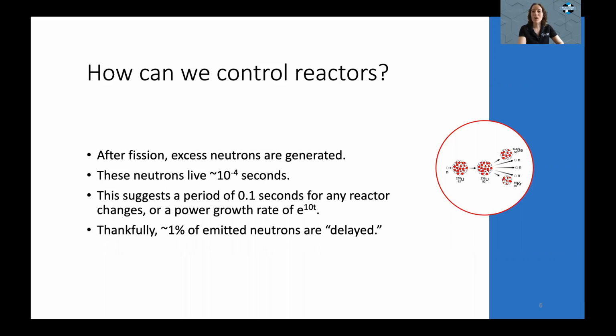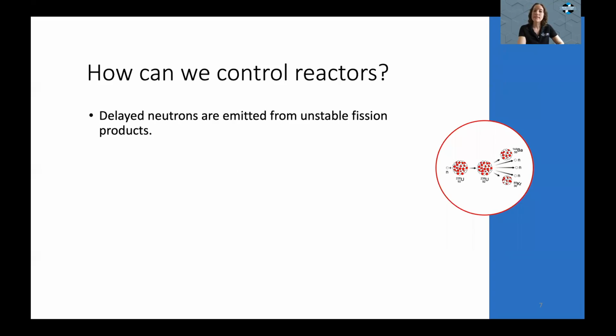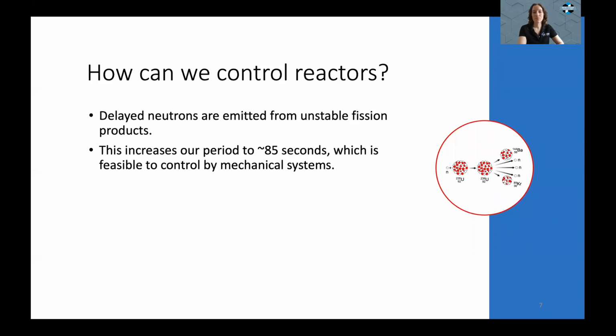Thankfully, about 1% of emitted neutrons from fission are delayed. These delayed neutrons are emitted from the unstable fission products. These two nuclei that are a product of fission are unstable and they will release a delayed neutron in order to stabilize. This delay increases the overall period of the reactor to about 85 seconds, which is definitely feasible for a mechanical system to control.